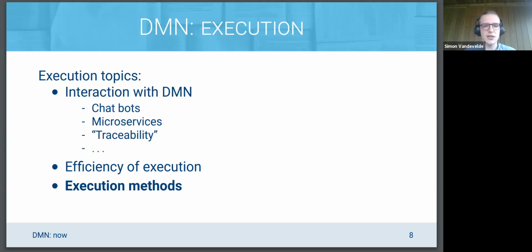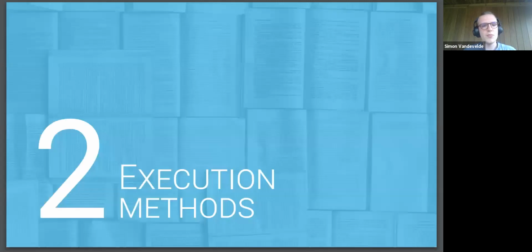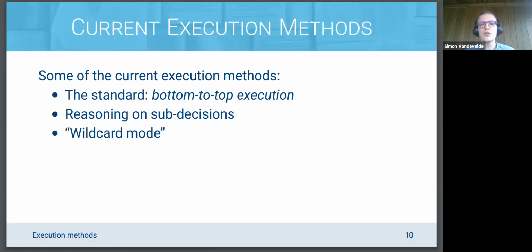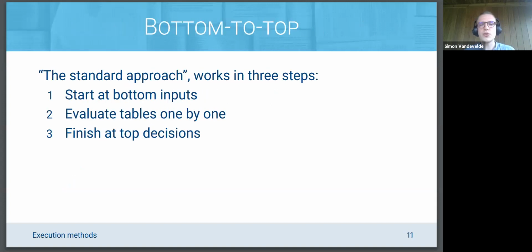But something that I feel hasn't really been discussed that much is execution methods. Actually looking at DMN and seeing how do we actually execute it, right? Currently the three execution methods that I have been able to find that are most current, so to speak, the first one is the standard bottom to top execution, where everyone knows this. So it's 3 steps, right? We start at bottom inputs, we evaluate tables one by one, we go up in the table graph, and then we finish at our top decisions.